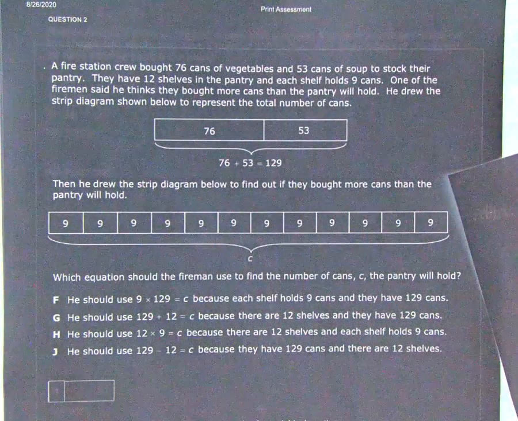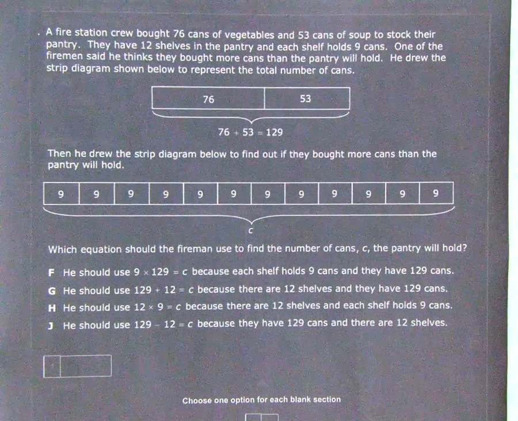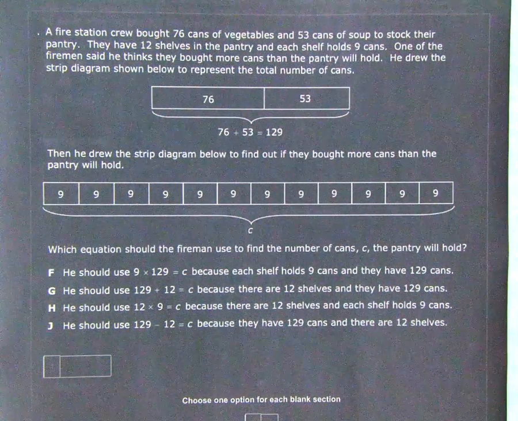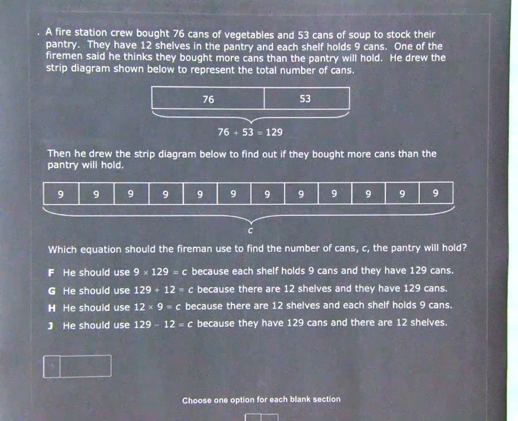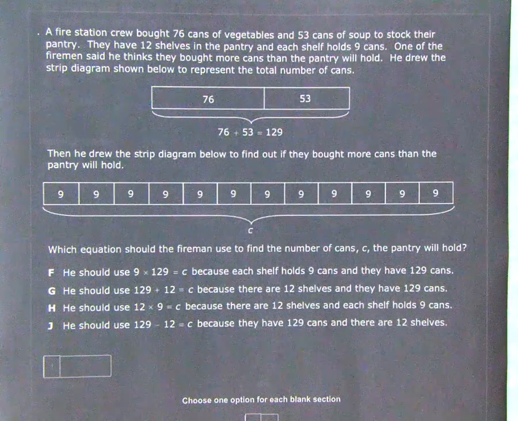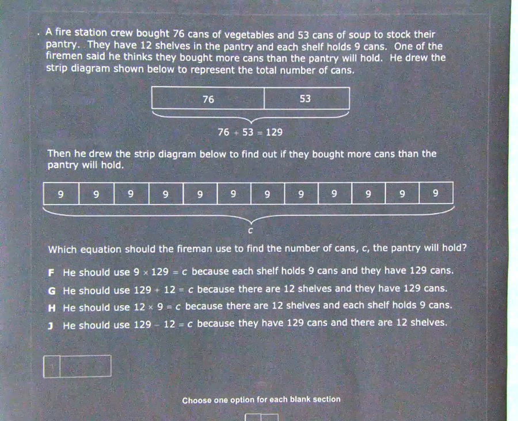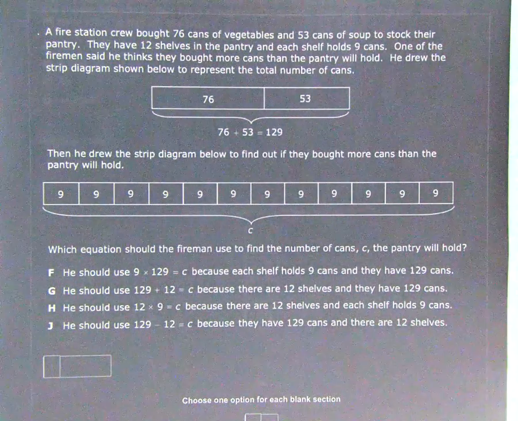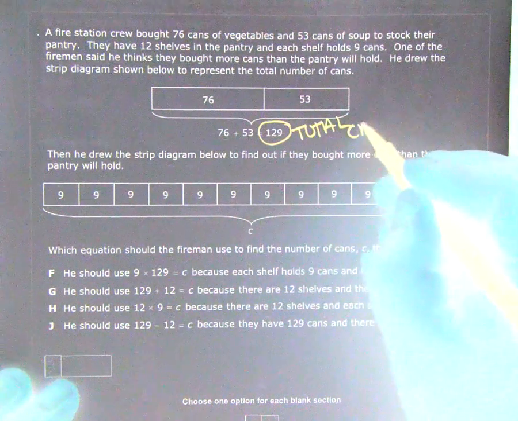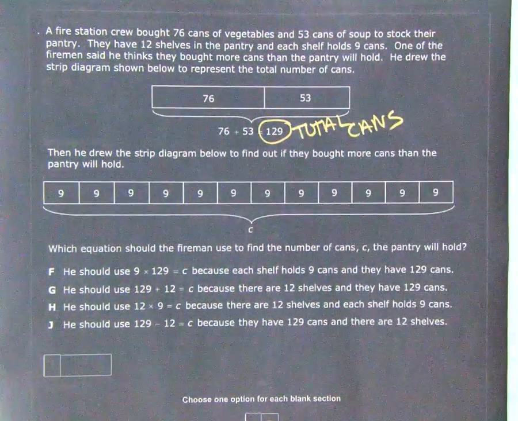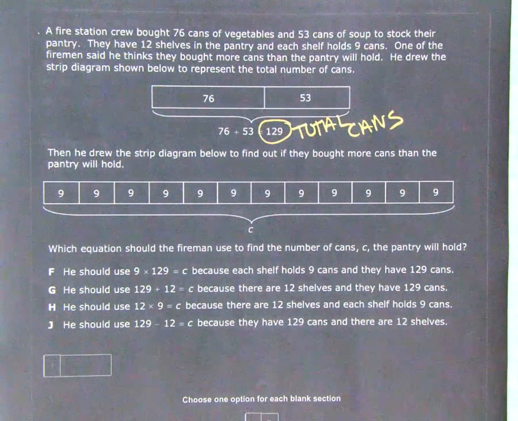Okay. Here's number 2. This is a doozy. I'll read through it. It says the fire station crew bought 76 cans of vegetables and 53 cans of soup to stock their pantry. They have 12 shelves in the pantry, and each shelf holds 9 cans. One of the firemen said he thinks they bought more cans than the pantry will hold. He drew the strip diagram below to represent the total number of cans. So what we're looking at here is this number is the total cans. And it helps to label these things because when you come back to work with the numbers, they should have a name in a word problem. They should be labeled. So that's 129 total cans.